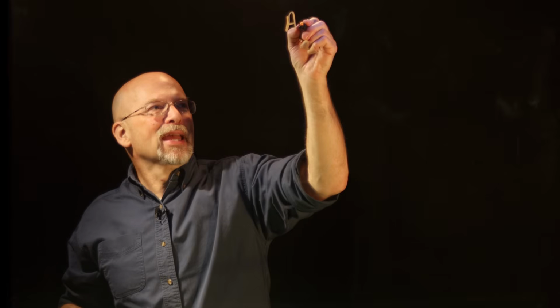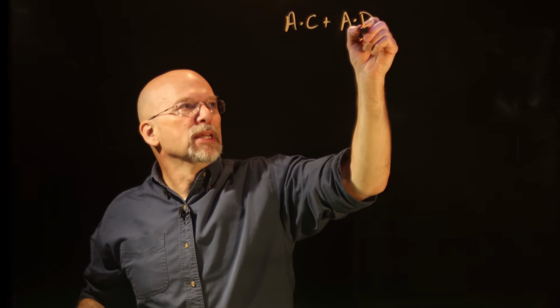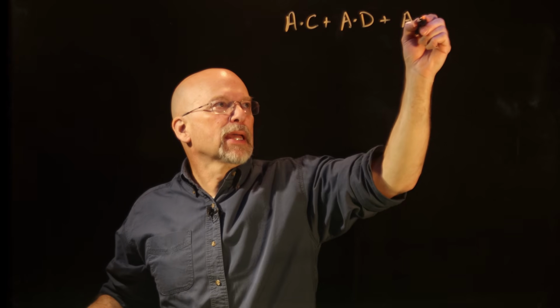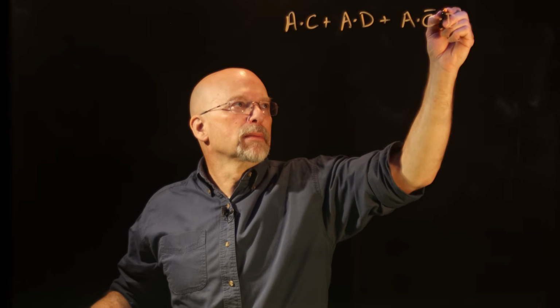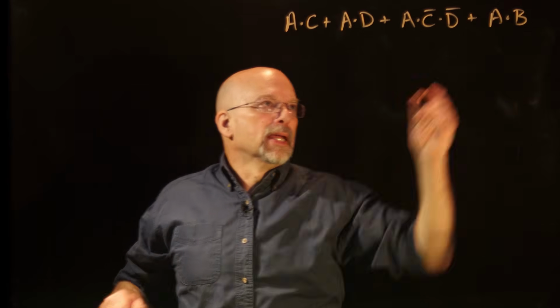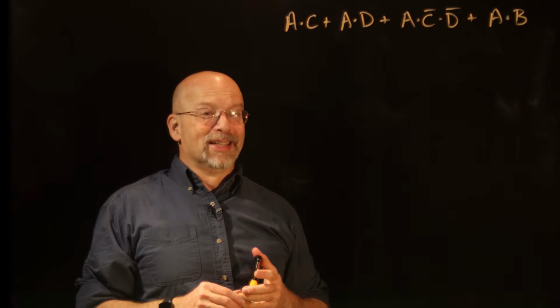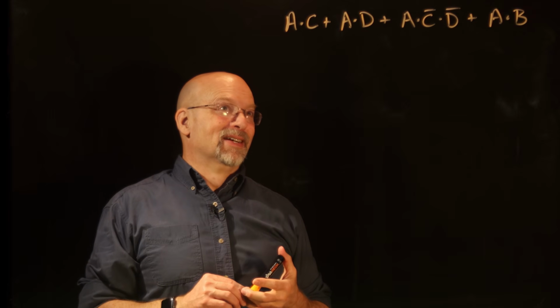All right, now this next expression, well, it may not be as obvious as the previous one, but let's go for it. I've written it down because I can't remember it. Let's see, how about A ANDed with C, ORed with A ANDed with D, ORed with A ANDed with C bar and D bar, ORed with A ANDed with B. Wow. There really isn't any red flag showing up there, is there?